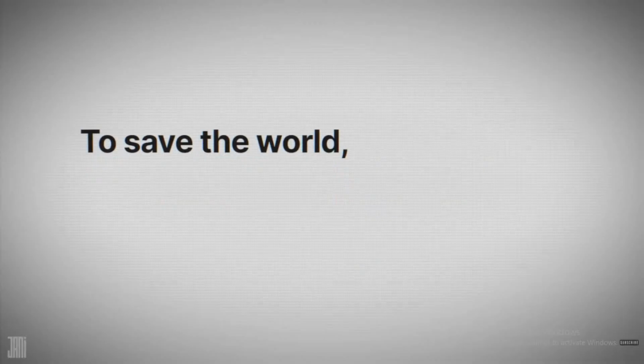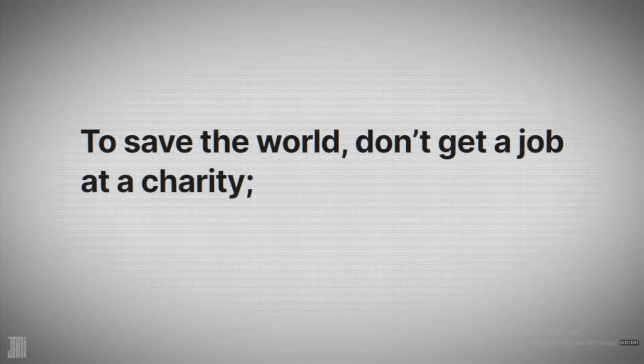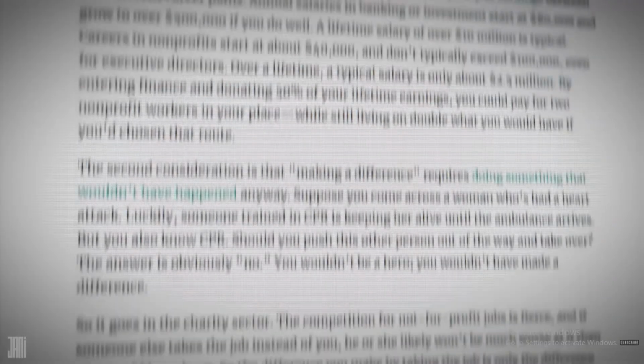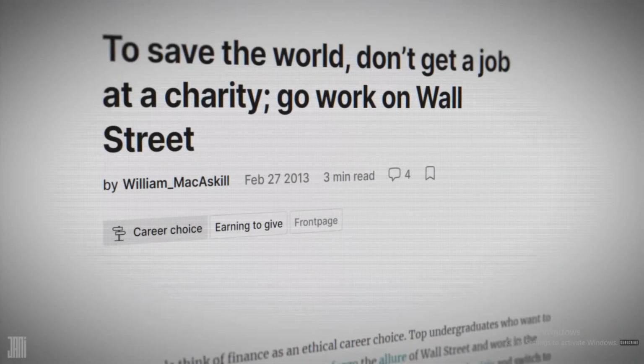To save the world, don't get a job at a charity, go work on Wall Street. That was the title of a post on a forum in 2013, 9 years before the Super Bowl of 2022. It was written by a guy called William MacAskill. He is the Associate Professor of Philosophy at the University of Oxford, co-founder of the Effective Altruism Movement.